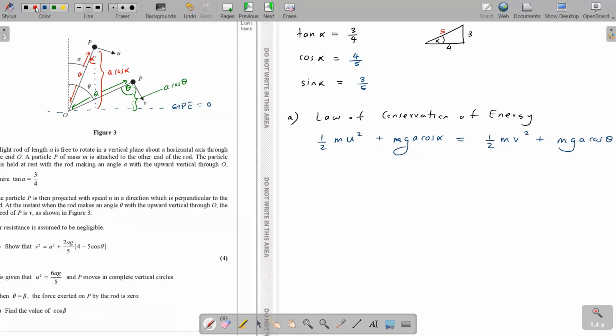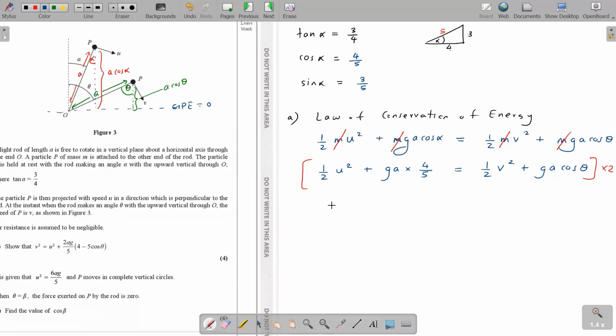Okay, so now simplify. I can see m is common to everyone, so shall I cut off the m? Okay, let's substitute the values. Half u square plus GA cos alpha, which is 4/5, equals half v square plus GA cos theta. Cos theta is a part of your answer. And v square and u square are independently there, so I will multiply this entire equation by 2 to get rid of the half.